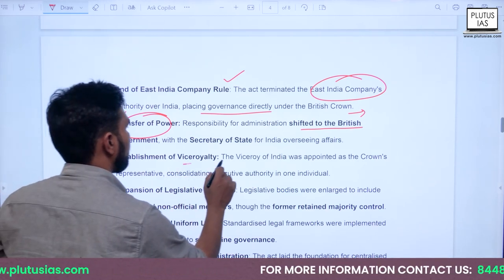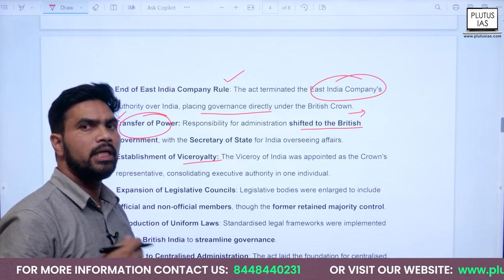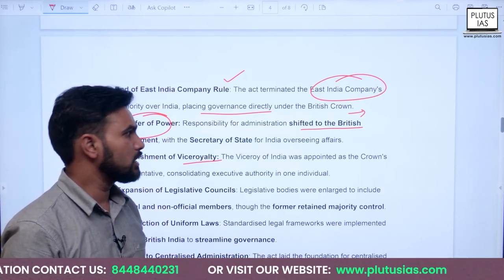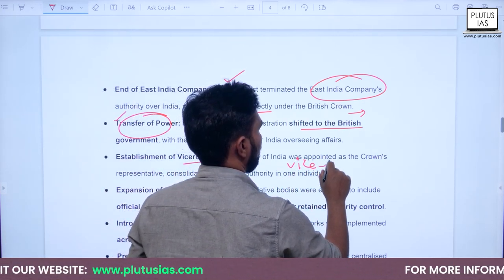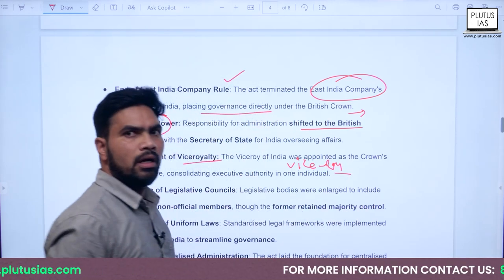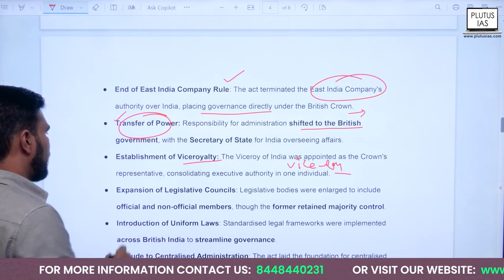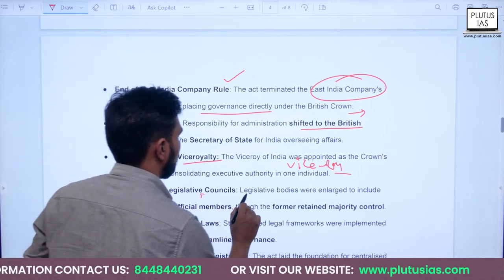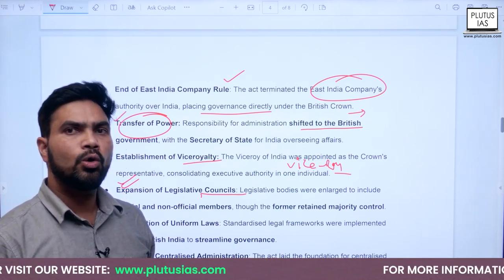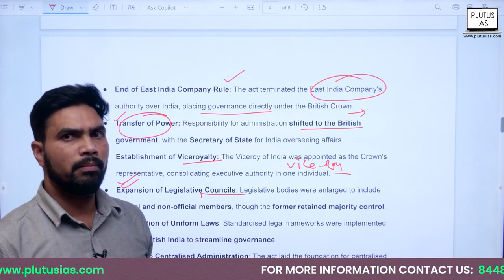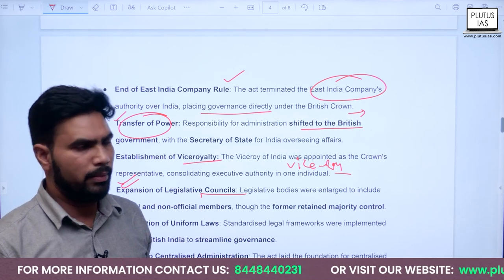Right. Establishment of viceroyalty. So when administering the princely states, the Governor General acted as Viceroy of the Queen or the British monarch. Right. The other important thing that has taken place is expansion of legislative councils. So the legislative councils were expanded to include more official and non-official members. Later we will understand what is meant by official members and non-official members.